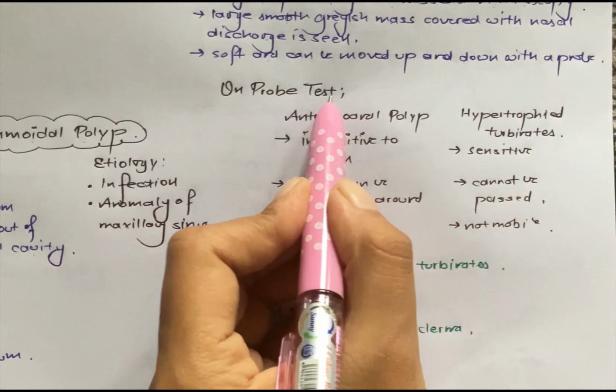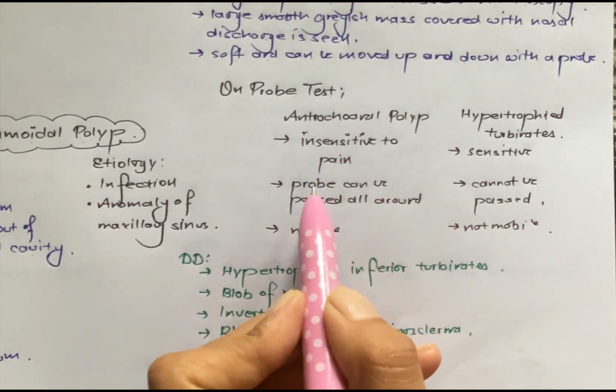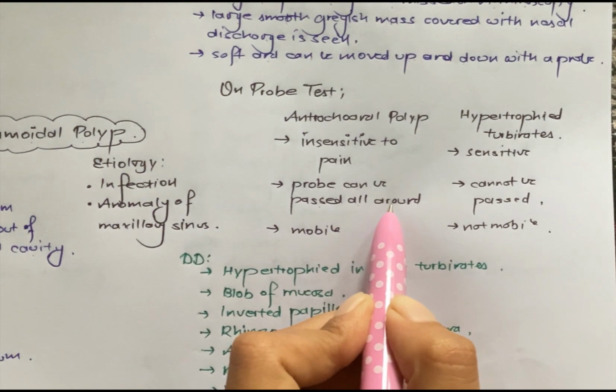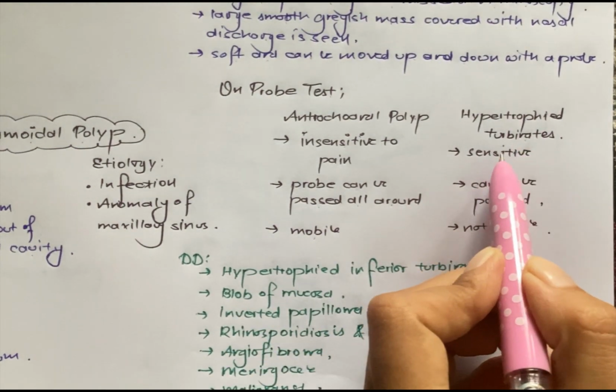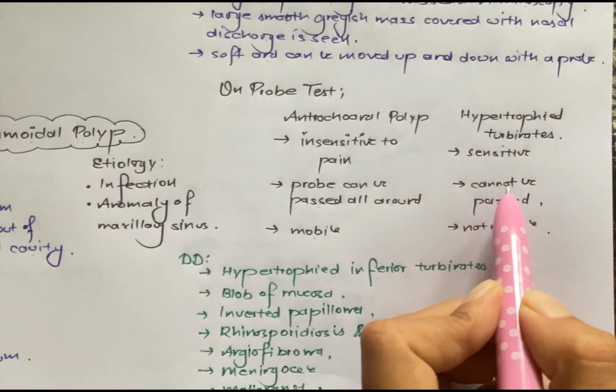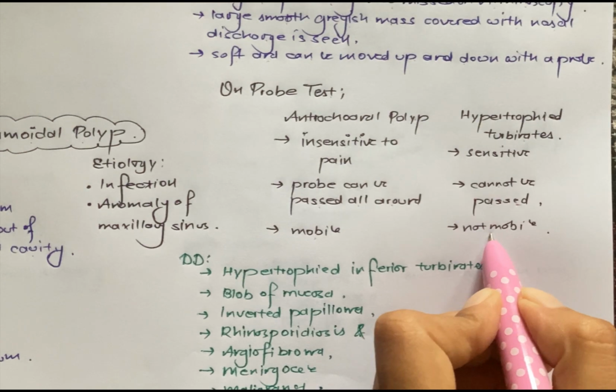On the probe test, in antrochoanal polyp, it is very much insensitive to pain. The probe can be passed all around the polyp. It is mobile. In hypertrophied turbinates, they are very sensitive to pain, the probe cannot be passed around them, and they are not mobile.